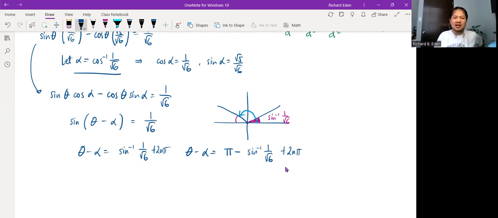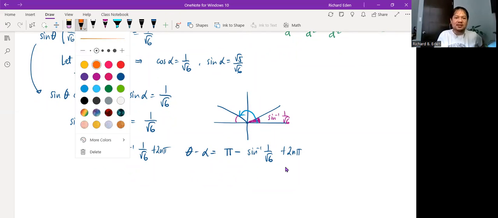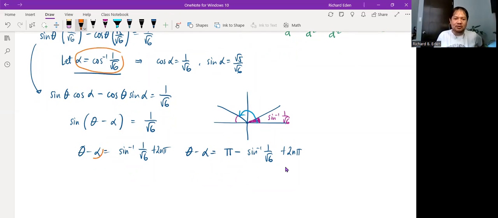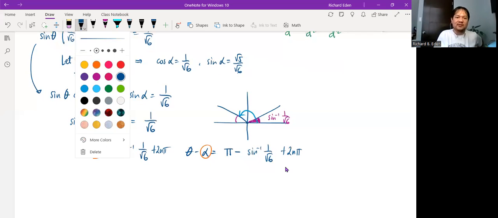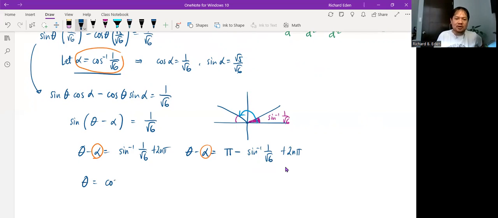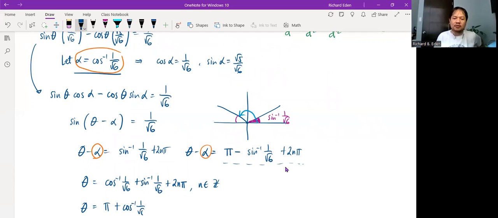And now don't forget, how did we define alpha? Alpha is cosine inverse of 1 over the square root of 6. And it is really theta that we're solving. So in other words, theta is equal to cosine inverse of 1 over square root of 6 plus sine inverse of 1 over square root of 6 plus 2n pi, where n runs through all integers. And we also have theta for the second quadrant. So add alpha. Pi plus cosine inverse of 1 over the square root of 6 minus sine inverse of 1 over square root of 6 plus 2n pi as n runs through all integers.